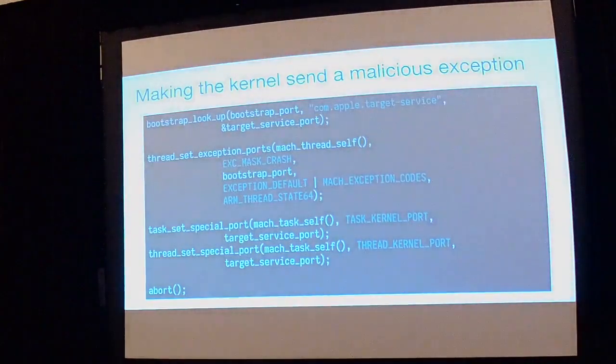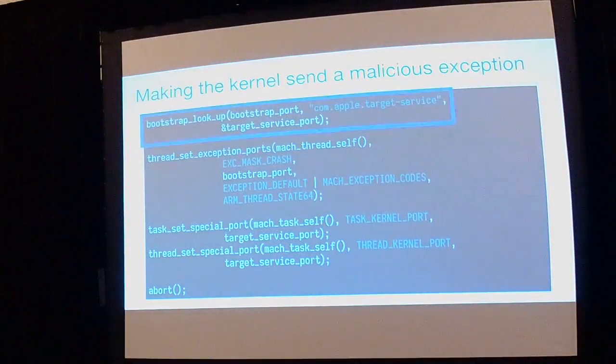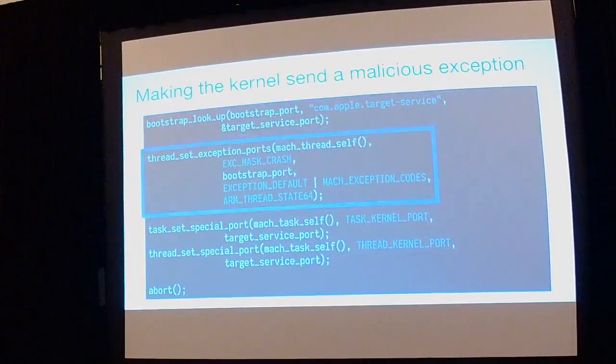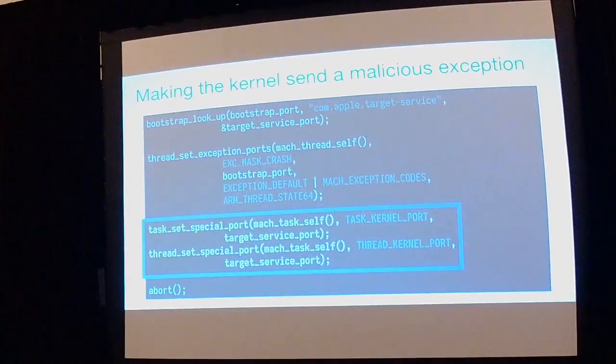It's actually not too difficult for us to trigger this bug on iOS. So first, we're going to look up the target service port that we want to free inside of launchd. Then we register launchd to be our exception handler for XCrash exceptions. And then we call these two functions that we discovered to spoof our task and thread port in the exception message. And then once we've spoofed our thread and task ports, we just call abort. And this is going to cause the kernel to send an XCrash exception message, which from the first call gets delivered to launchd, and from the second call contains the spoofed ports instead of the real ports.